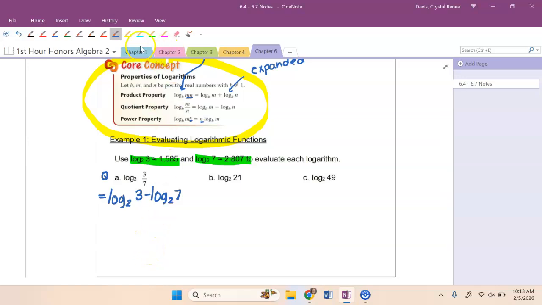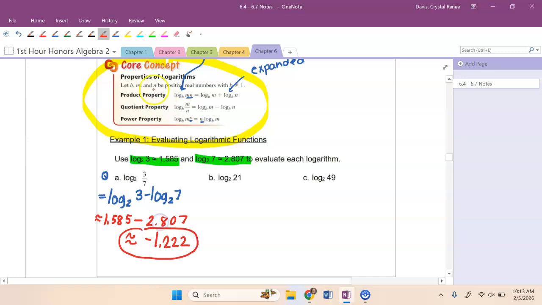Now it tells us that log base 2 of 3 is about 1.585 and log base 2 of 7 is about 2.807. So if I subtract 1.585 minus 2.807 in my calculator, that should give you about negative 1.222. Let's do these two and then we'll talk about the answers here in a minute.